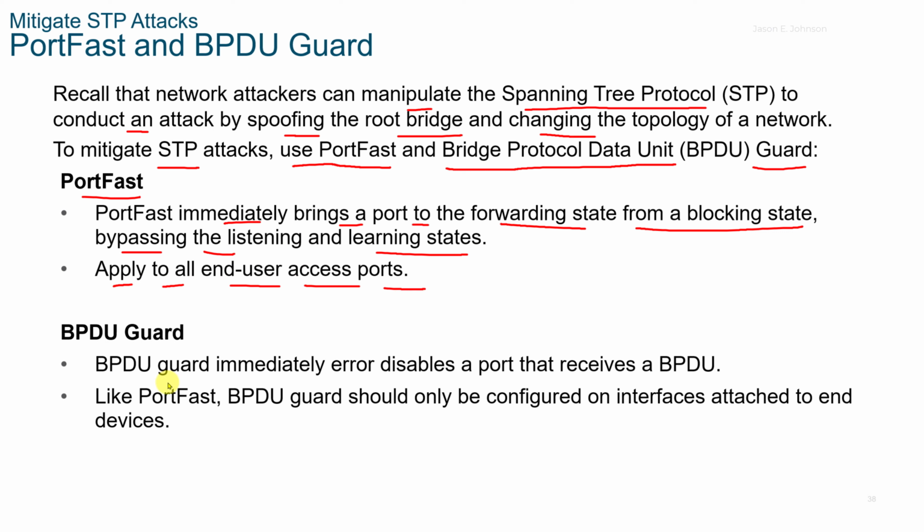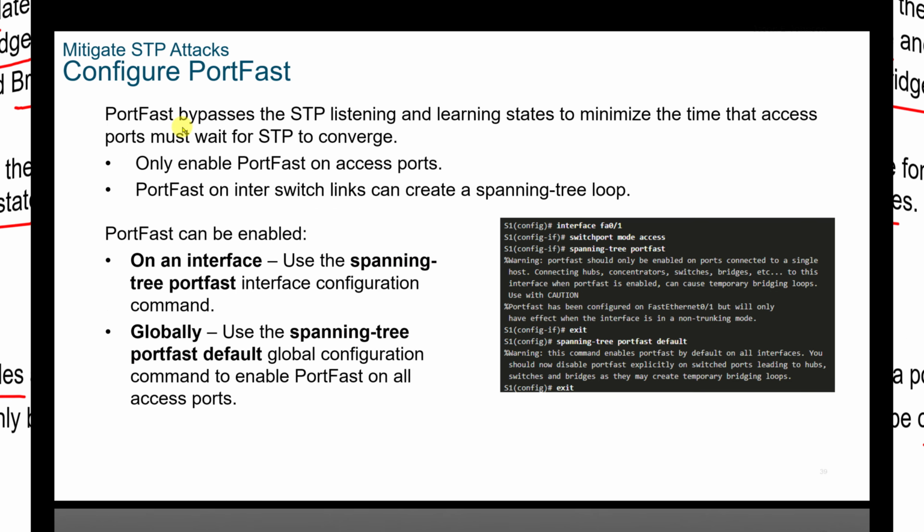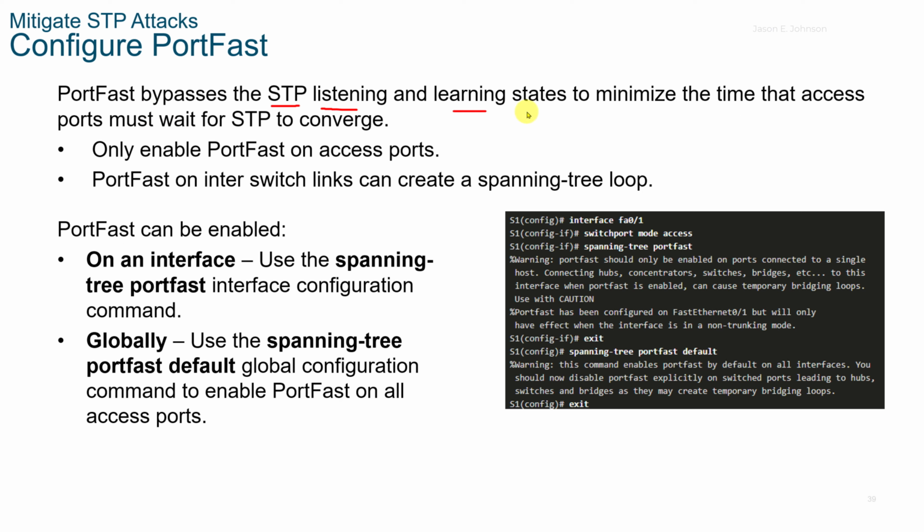And then BPDU Guard immediately error disables a port that receives a BPDU. And like PortFast, BPDU Guard should only be configured on interfaces attached to end devices. So PortFast bypasses the STP listening and learning states to minimize the time that access ports must wait for STP to converge. Only enable PortFast on access ports, because PortFast on inter-switch links can create a spanning tree loop, so be careful. PortFast can be enabled on an interface using the spanning-tree portfast command we see in the example on the right-hand side. And then globally, we can use spanning-tree portfast default.